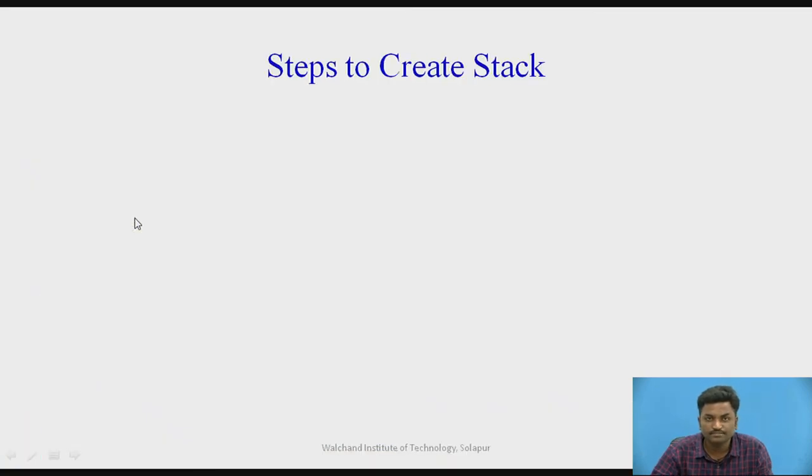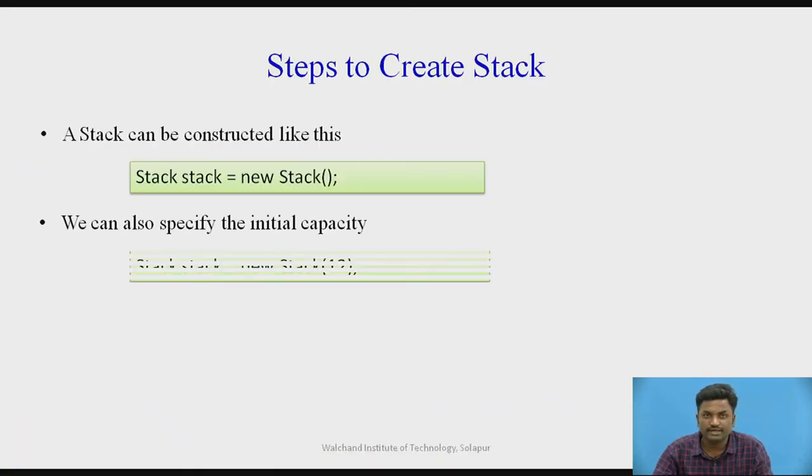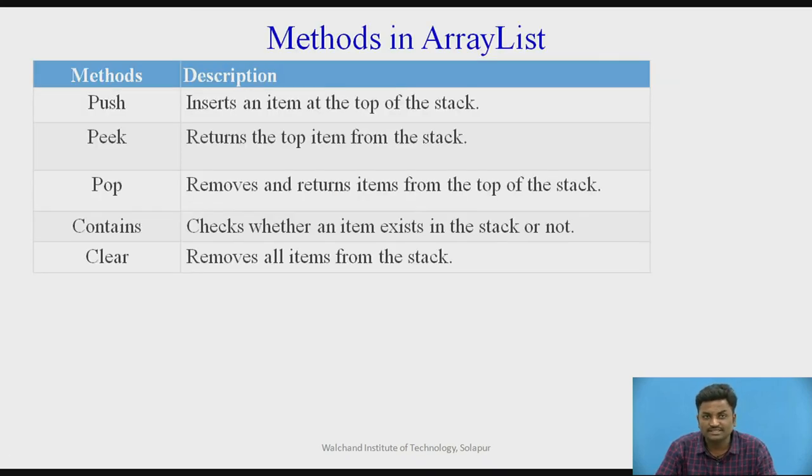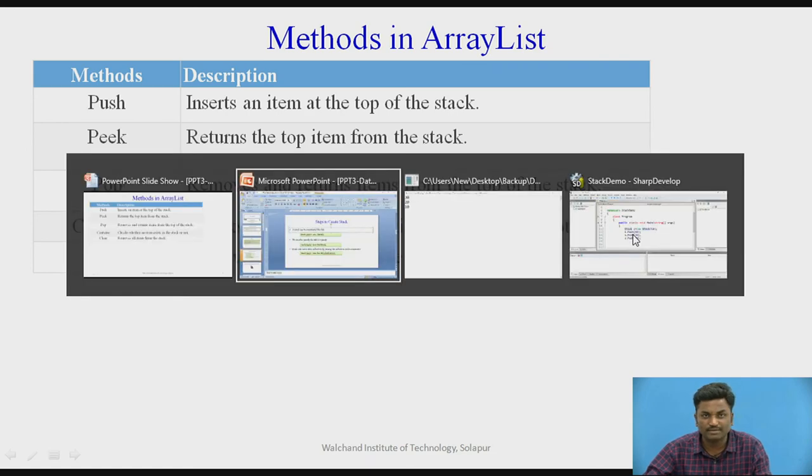Now coming to the presentation, these are the steps to create. We have seen this in multiple ways. Just give me this answer: how many ways can we initiate a stack? Just now we have seen, yes, there are 3 ways to do that. Now, there are multiple methods as I listed. We have just seen in SharpDevelop that there are multiple methods which can be used: push, pop, peek, contains, clear. Contains checks whether an item exists in the stack or not. We'll see the methods one by one.